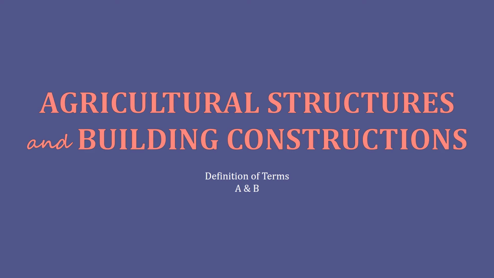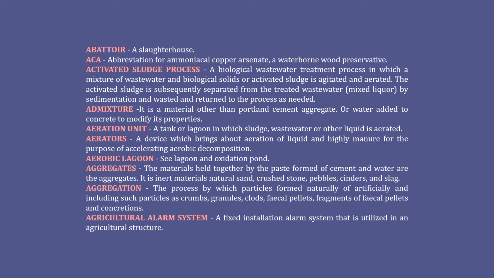This is Agricultural Structures and Building Constructions. Definition of terms, A and B. Abattoir: a slaughterhouse. ACA: abbreviation for ammoniacal copper arsenate, a waterborne wood preservative.